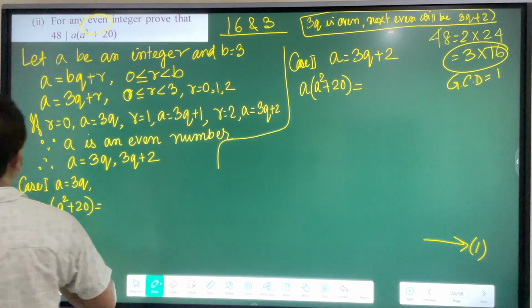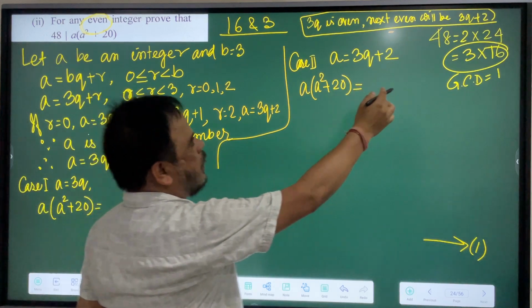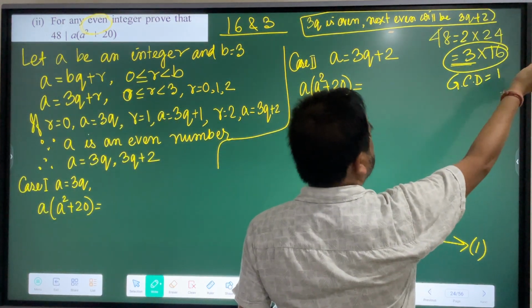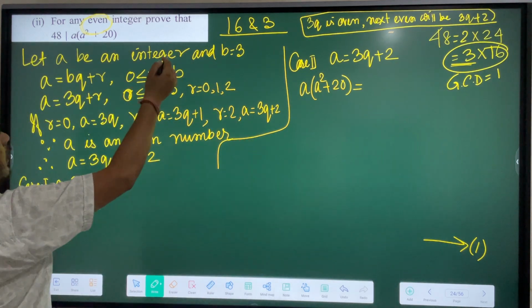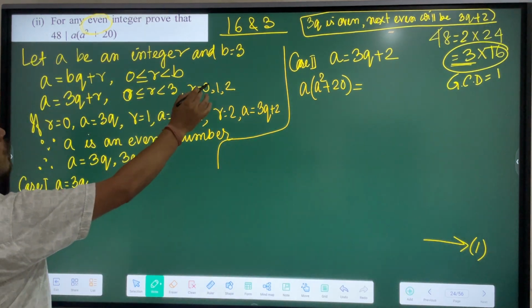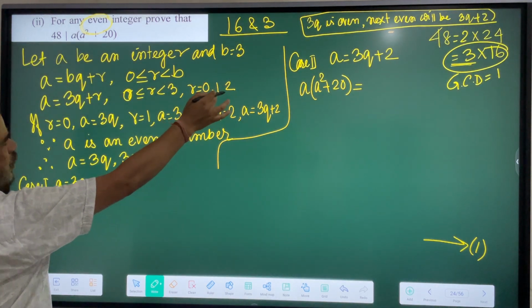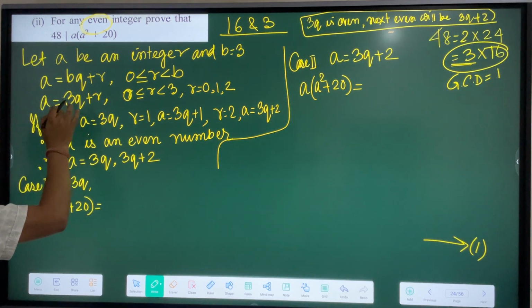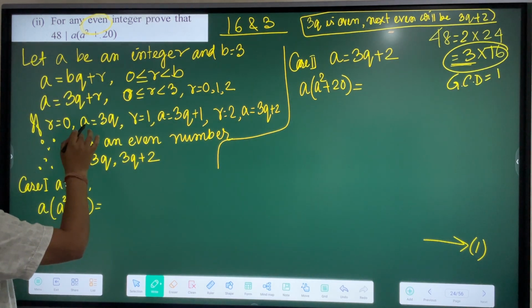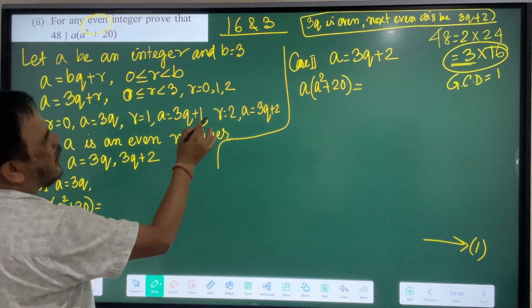The same thing we will do here. Since we are trying to prove for 3 first, then secondly we will go for 16. So b equals 3. The process is same. So r equals 0, 1, 2, since r is less than 3. So 3 cases: case 1, case 2, case 3. a equals bq plus r, b means 3, so a equals 3q plus r. So r equals 0, a equals 3q. So a equals 3q, 3q plus 1, 3q plus 2.